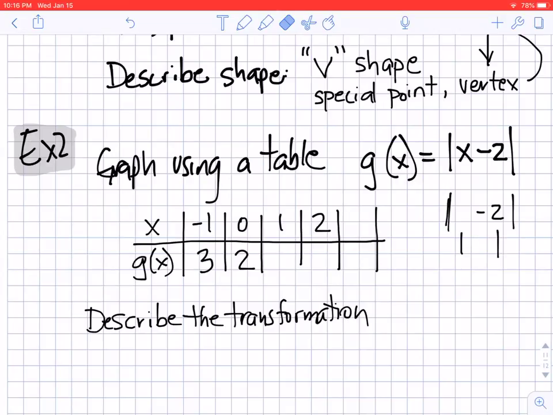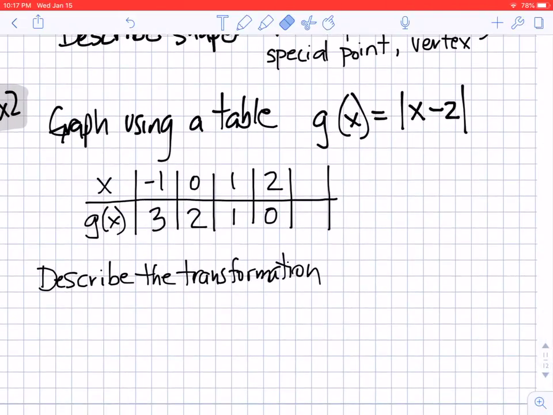I'm starting to see a pattern show up. I plug in 1. I get the absolute value of negative 1, which last time I checked is 1. Plug in 2, and we get 0. And so I say, okay, let's create the graph of this and see if we can see that V shape that we built on the last graph.